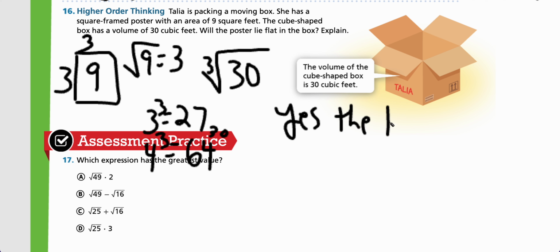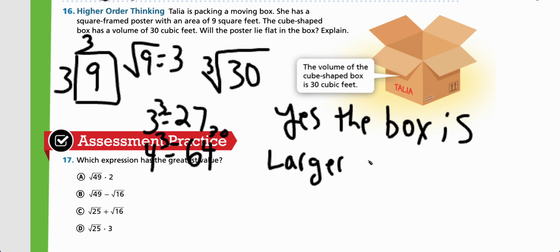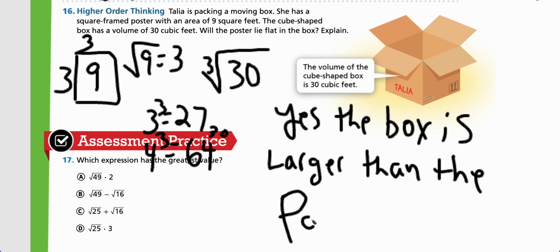The box is larger than the poster. I think it's C. Cool. All right, there we go. It's C.